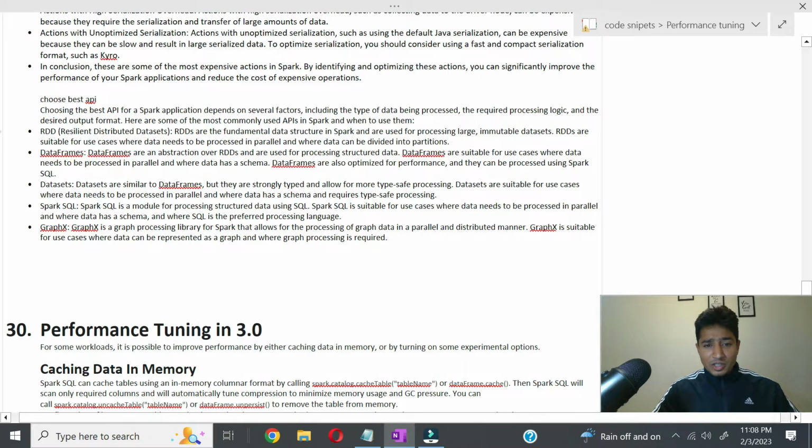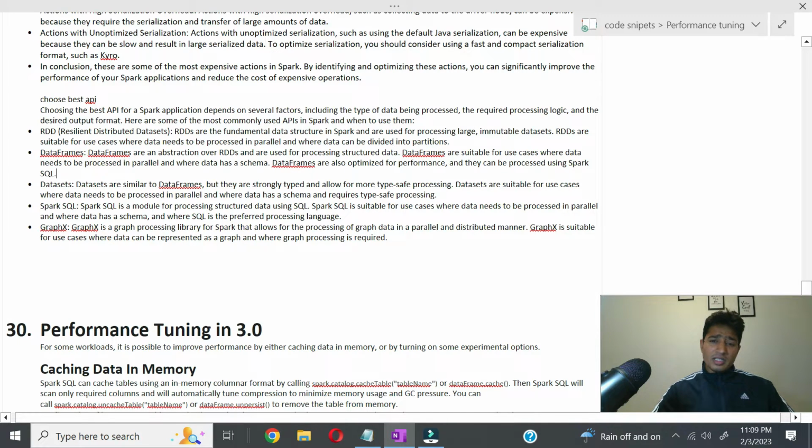Data frames are an abstraction over RDD that are used for processing structured data. Data frames are suitable for data which is processed in parallel and has a schema. So if your data has a schema, go for data frame. The cool part about data frame, dataset, and Spark SQL is they have the Catalyst optimizer and all the optimization behind the scene. RDD is like the basic abstraction, which might not have all the performance tuning Spark has done for us, right? Datasets are similar to data frames but are strongly typed and allow more type safe processing. So if you want type safe processing, you will go for this.